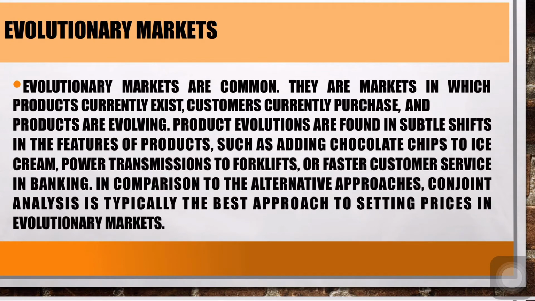Evolutionary markets. Evolutionary markets are common. They are markets in which products currently exist, customers currently purchase, and products are evolving. Product evolutions are found in subtle shifts in the features of products, such as adding chocolate chips to ice cream, power transmission to forklifts, or faster customer service in banking. In comparison to the alternative approaches, conjoint analysis is typically the best approach to setting prices in evolutionary markets.